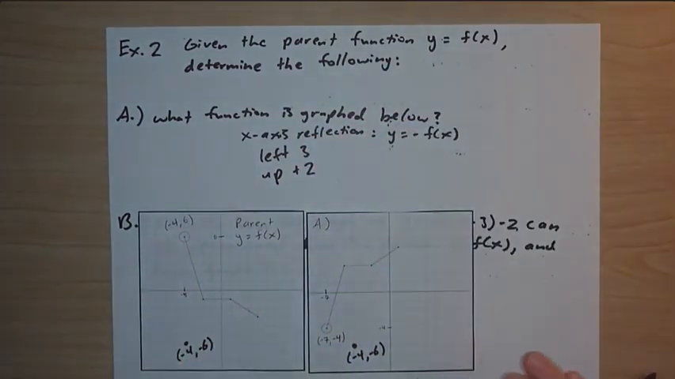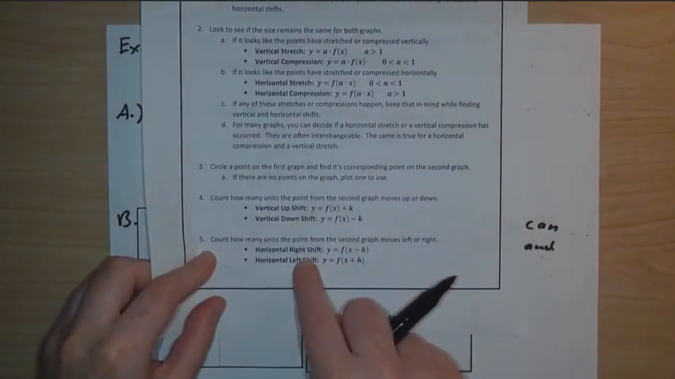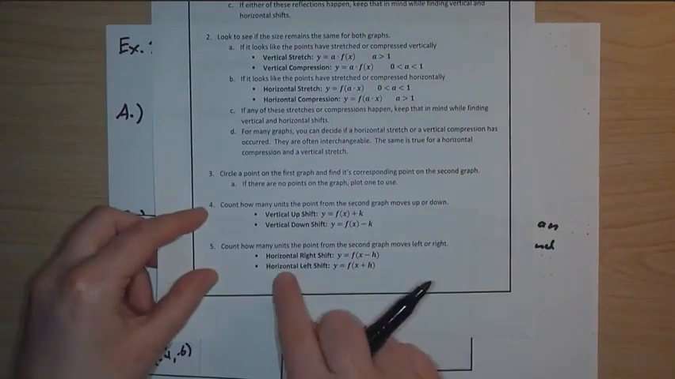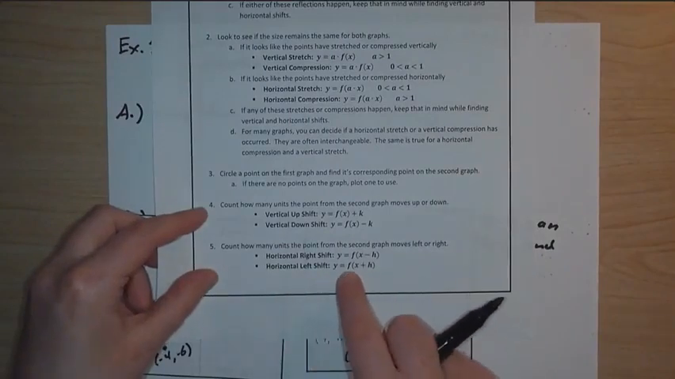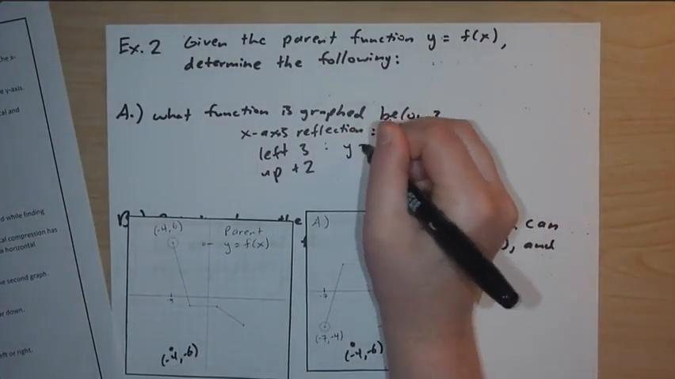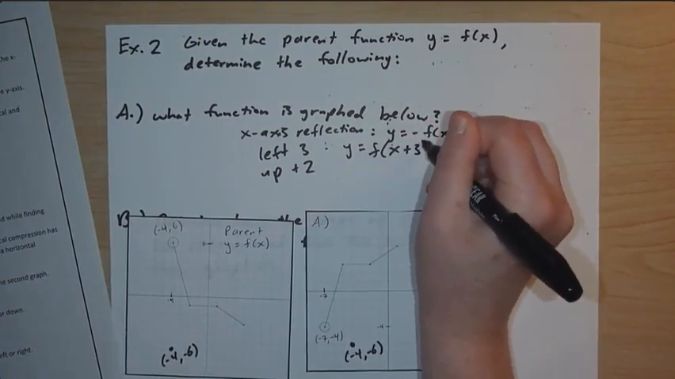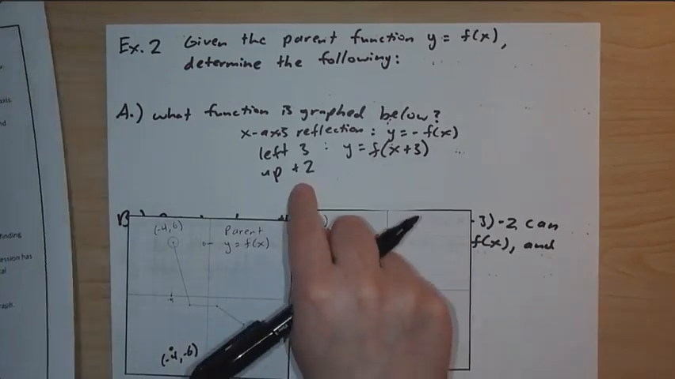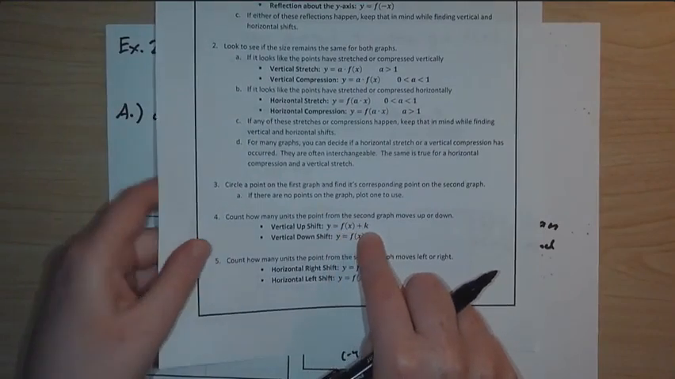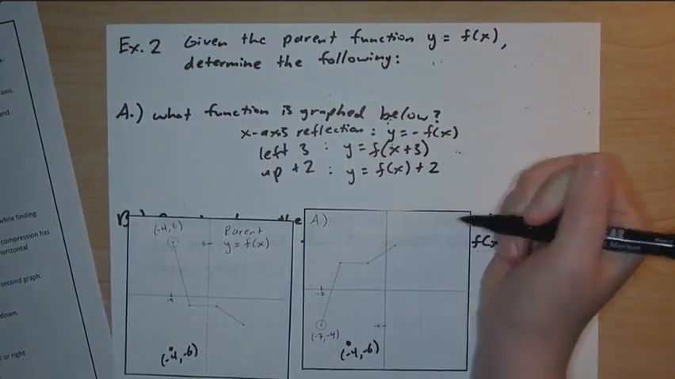So looking at our transformations again, we have our vertical up shifts, our vertical down shifts, our horizontal right shifts, our horizontal left shifts. We went left 3, so that was a horizontal left shift, in the pattern of y equals f of x plus h in parentheses. So this is going to be in the pattern of y equals f of x plus 3 in parentheses. And we've gone upwards 2, so that's a vertical up shift, y equals f of x plus k. So this is in the pattern of y equals f of x plus 2.